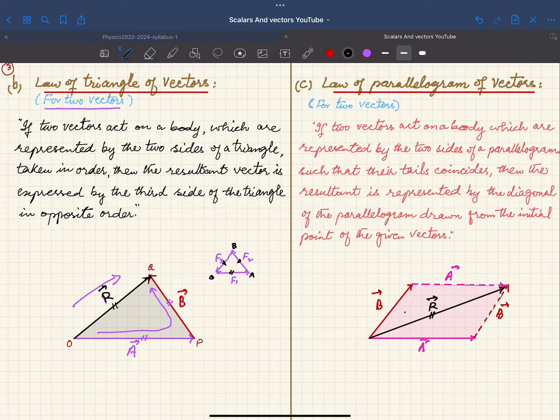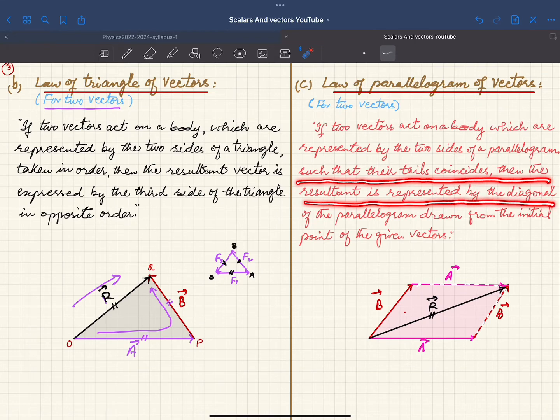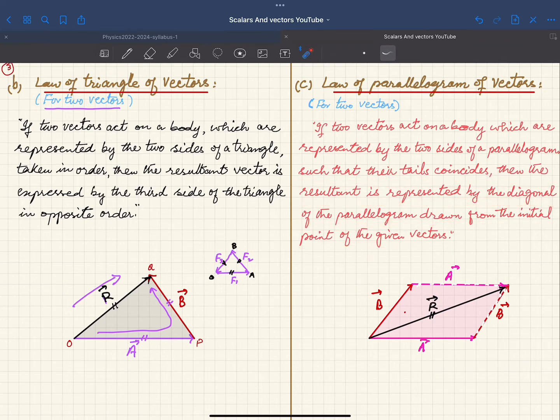Similarly, we have the third method, which is the law of parallelogram of vectors, and this method again is for two vectors, and we have studied this method in your IGCSE as well, or O level you can say. What is this method? Simply you have this statement: if two vectors act on a body which are represented by the two sides of a parallelogram such that their tails coincide, then the resultant is represented by the diagonal of the parallelogram drawn from the initial point of the given vectors.